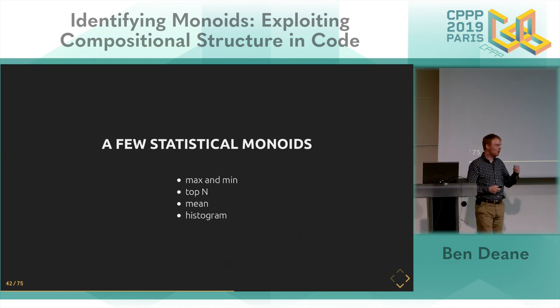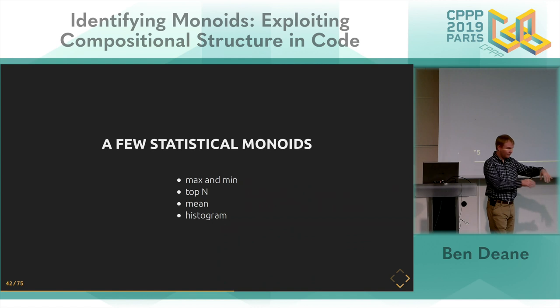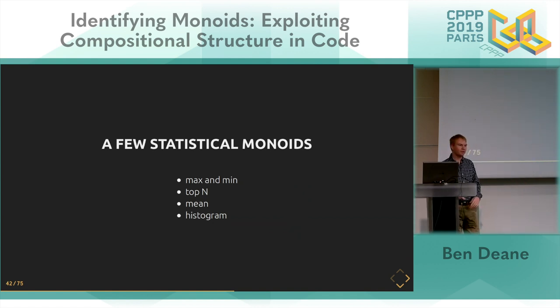And all of these are composable sort of all the way down. You could have a histogram of top ends. You know how to combine the histogram at the top level, and you know how to combine each vector of top ends. So it's sort of monoids all the way down. They're very much composable.